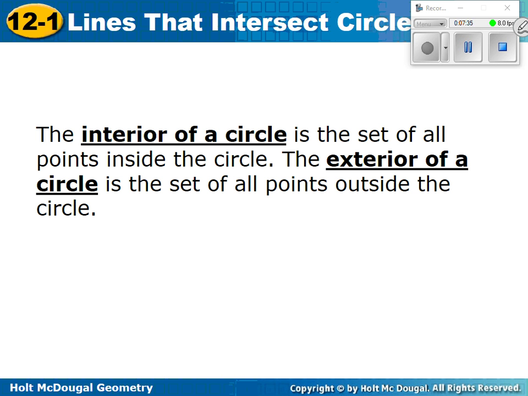Everything in chapter 12 is about a circle. Okay, so it's just all about circles. First 2 words to me are kind of common sense. When you think of interior of something, what do you think of? Inside. So interior of a circle is just the points inside. Exterior, outside. So the exterior is just the points outside. So some of these words are pretty easy.